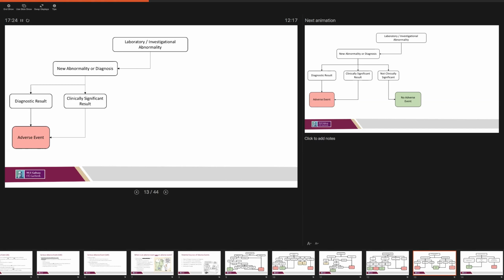Typically speaking, most people would consider a result that is clinically significant if it was unexpected, not typically part of a condition that you already knew about, if it led to a significant change in action, like a lot more investigations, testing, or a totally different approach to things. If, on the other hand, you have an abnormality that's deemed to be not clinically significant, it's reasonable to say that there's no adverse event there.